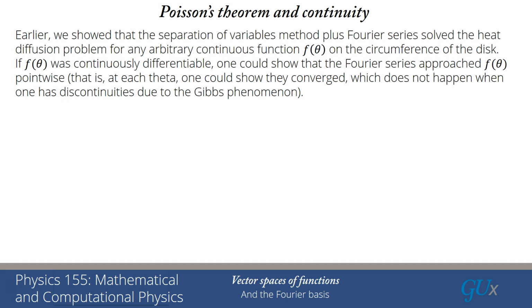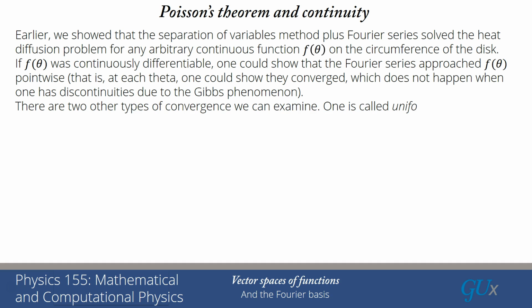We also learned that in cases where the function is piecewise continuous, so it has discontinuities, this will not happen at the points where the discontinuities are, due to this phenomenon called the Gibbs phenomenon. So it turns out there are 2 other types of convergence that we can examine for the Fourier series. One is called uniform convergence, and it says the following.